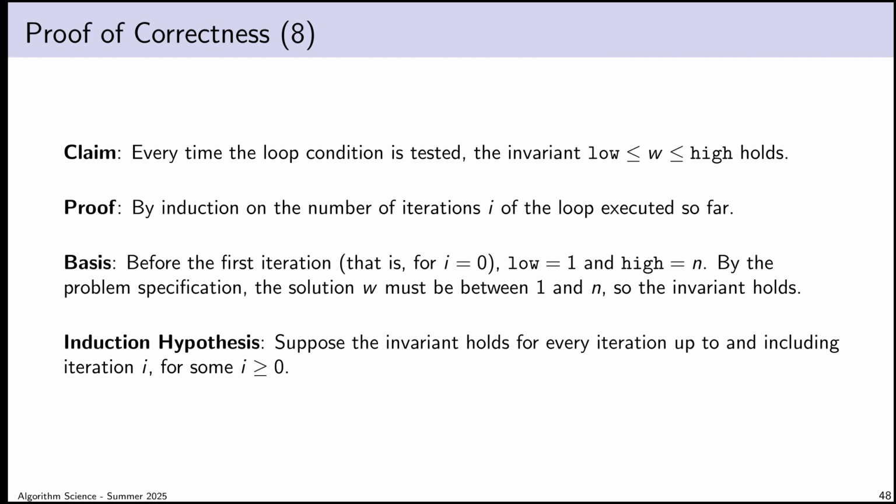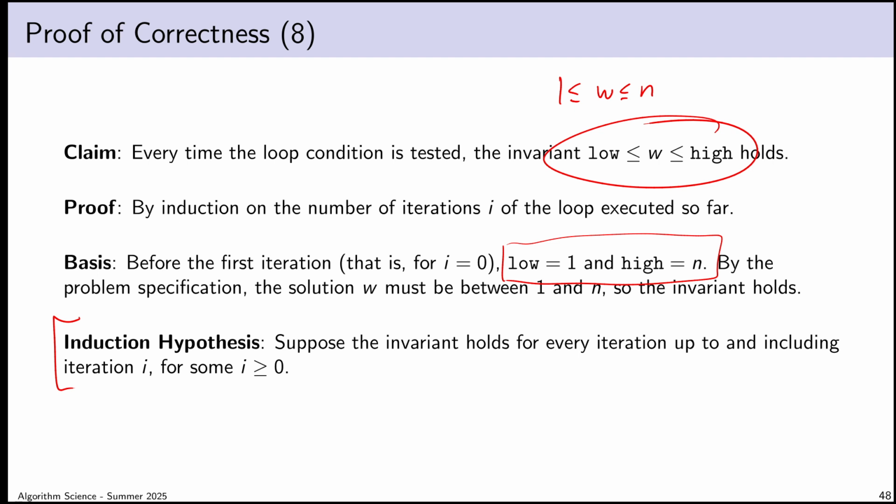So the basis for induction is before the very first iteration, well, in the pseudocode it's pretty clear that low is 1 and high is n. And in the problem specification, we were explicitly told that the weight W is between 1 and n. And so that means that the invariant holds. And so I have my basis. Now I state my induction hypothesis. The induction hypothesis is, suppose that this invariant holds for every iteration up to and including iteration I for some value of I greater than or equal to 0.